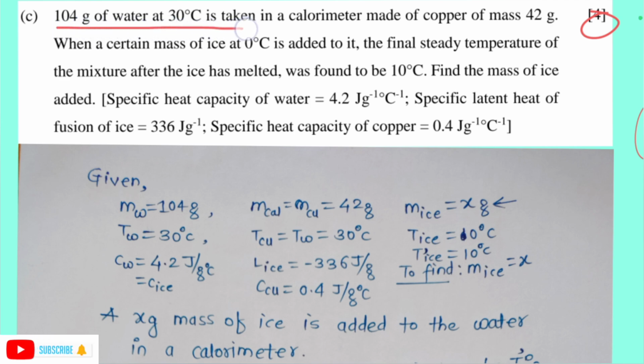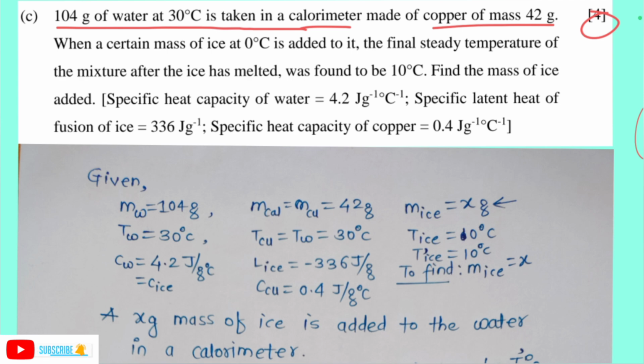104 gram of water at 30 degrees Celsius is taken in a calorimeter. So what is happening here? There is one calorimeter, basically made of copper, having a mass of 42 gram. In that calorimeter, 104 gram of water is kept at 30 degrees Celsius. So can we say that the calorimeter and the water are at the same temperature, that is 30 degrees Celsius?